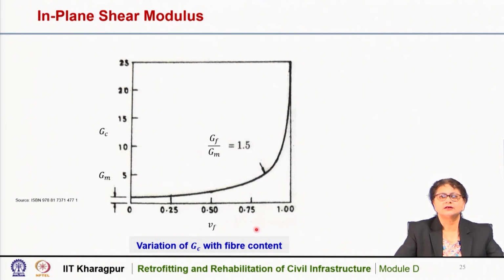This graph shows the variation of G C with fiber content. Here in the x axis, V F is plotted, and this is the G C. Now, with increase in fiber volume fraction, the G C also increases. So, initially the value is quite low, nearly the G M value, but with increase in the fiber content, the shear modulus of the composite also increases significantly.